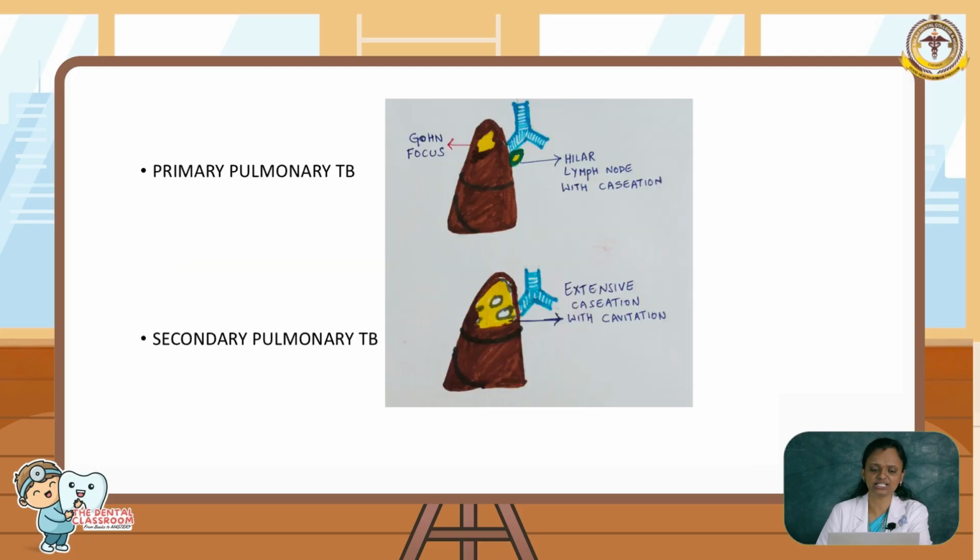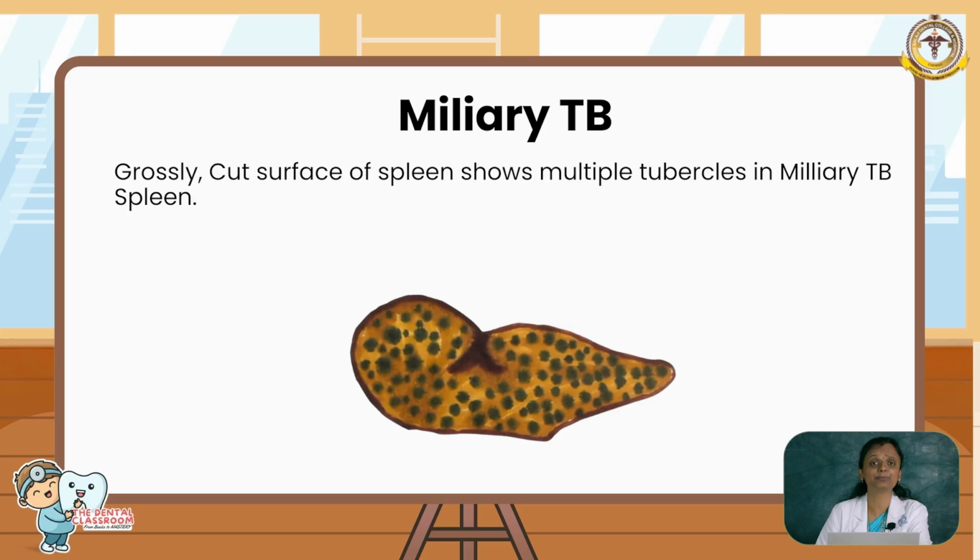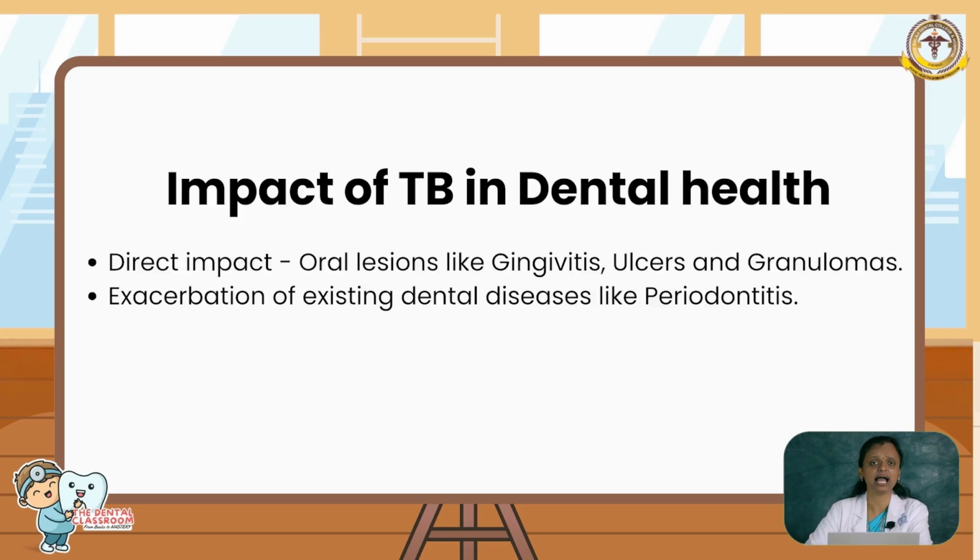Grossly also, this picture will give you a clue how it affects. In primary TB, the lesions are very focal and can involve the parenchyma as well as hilar nodes. Whereas in secondary TB, there will be more necrosis, more cavitation in the apex of the lungs. Whereas in miliary TB, in the affected organ like liver or spleen, the entire cut surface will show multiple tiny grey-white tubercles. Those are nothing but granulomas. These granulomas will fuse or coalesce to form a tubercle. Just remember that.